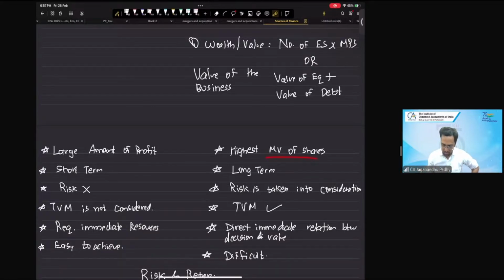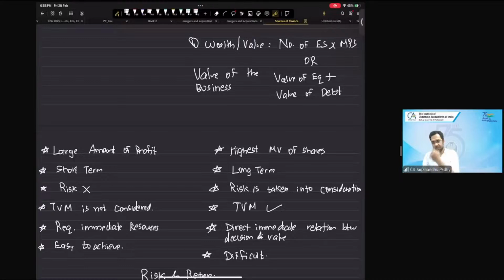But that's not going to be the case when we look at the other aspect. The highest market value of the shares is going to be a long-term objective. Risk is also taken into consideration. Time value of money is also taken into consideration. There's a direct and immediate relation between the decision and value, but it's not easy to achieve. Wealth maximization is a very difficult task because it takes into account both increase and decrease in the present value due to the risk aspect of it.